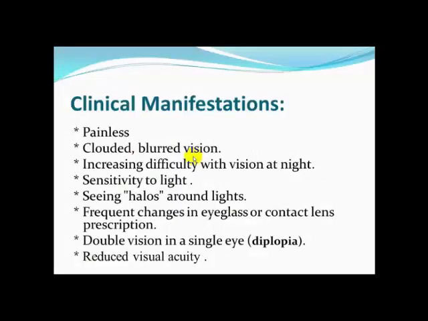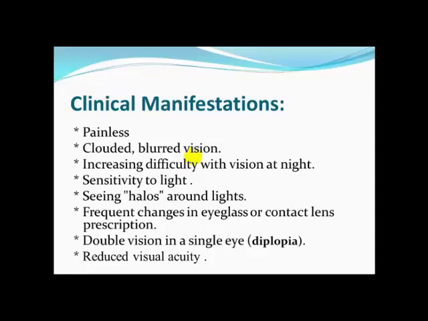Clinical manifestation. Number 1, painless, clouded or blurred vision, increasing difficulty with vision at night, sensitive to light عند التحسس للضوء, seeing halos around light, راح يشوف مثل الهالة حول الضوء, frequent change in eyeglass or contact lens prescription, أي راح يصير تغير مستمر بالرؤية مع وجود الاي جلاسز او الكونتاكت لينس، مع وجود النظارات بالاضافه للعدسات اللاصقه.